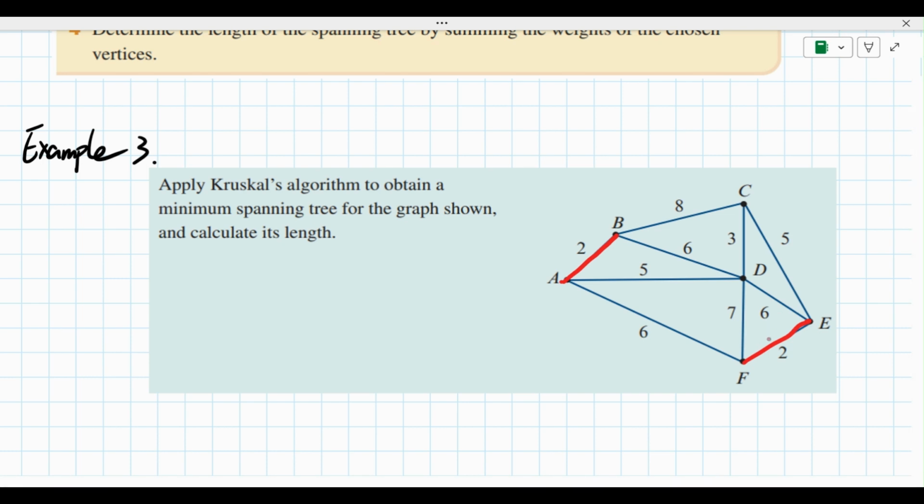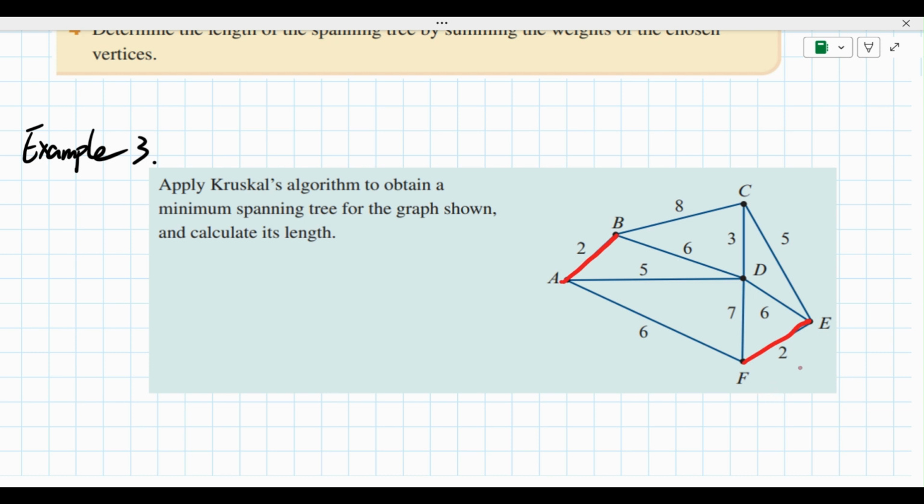So we're choosing A B, drawing the edge A to B. From the remaining edges, another one is from E to F. So both are weight 2, and we're drawing those 2.